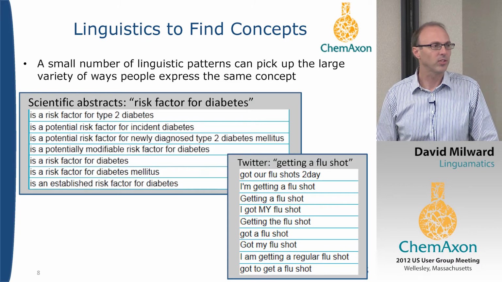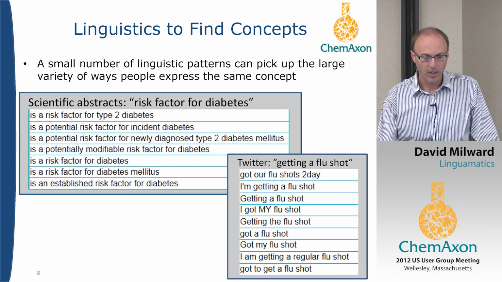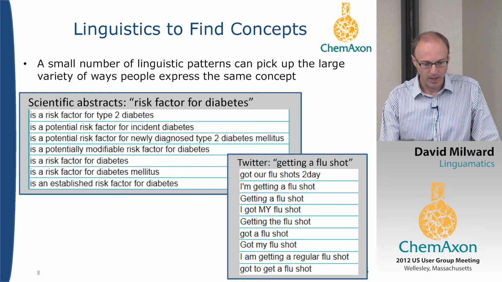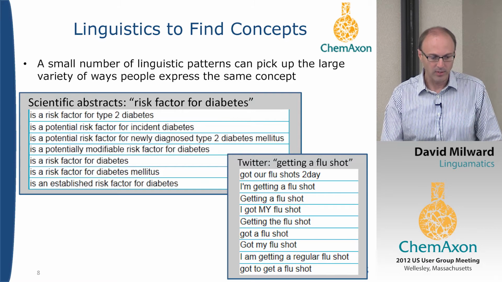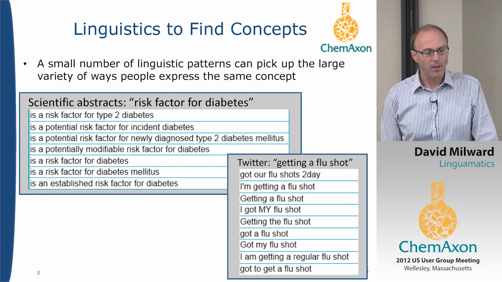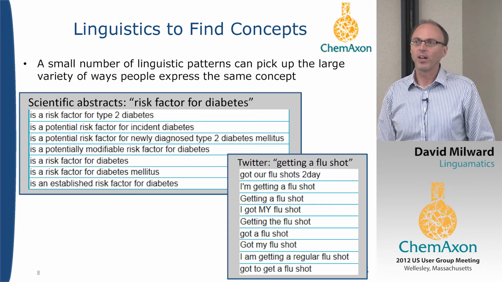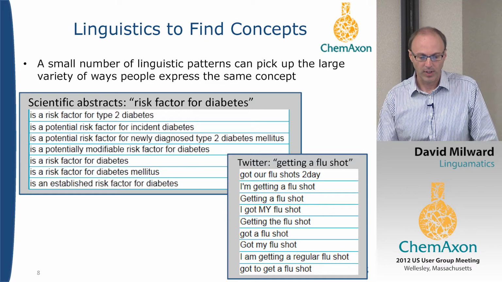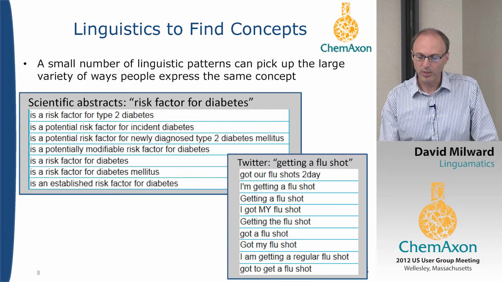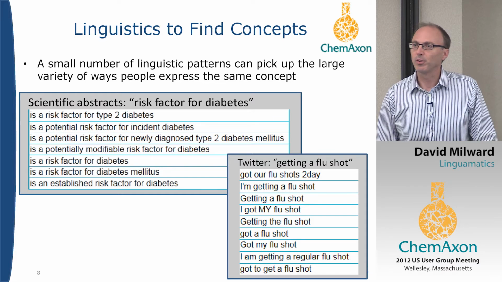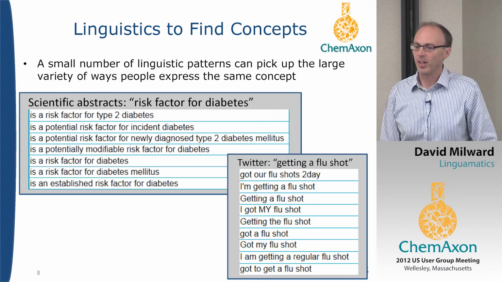You can use the linguistics to make the generalizations. So this is an example for risk factors of diabetes, and we can then actually have a look and see precisely what the risk factors for diabetes are. So we can stick in a wildcard and then find all the different risk factors. Similarly, if we're doing something like Twitter, the language is more informal, but again, you can make generalizations.